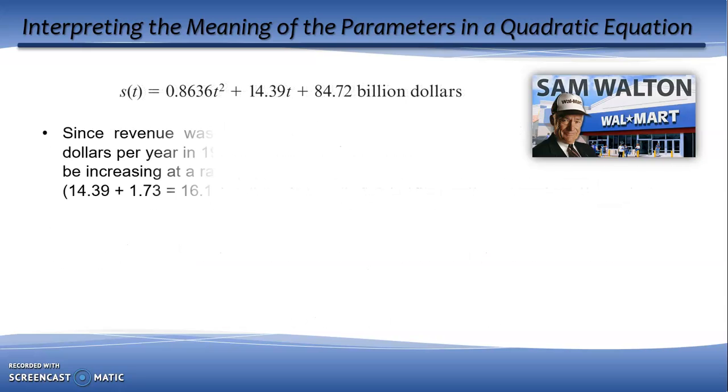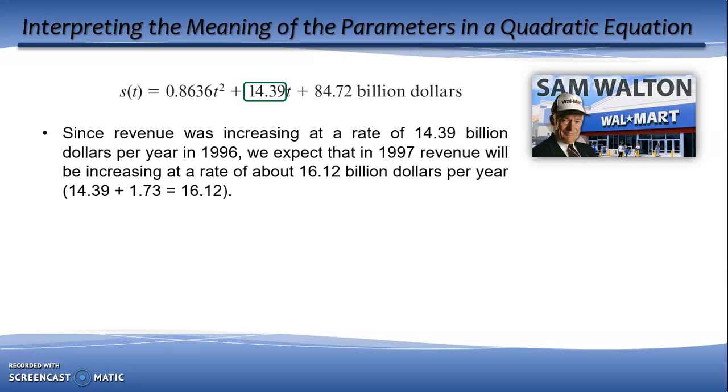We have again our model. Since the revenue was increasing at the rate of $14.39 billion per year in 1996, we expect that in the next year, that is in 1997, revenue will be increasing at the rate of about $16.12 billion. That is 14.39, which is the rate of change, plus 1.73, which is equal to 16.12.